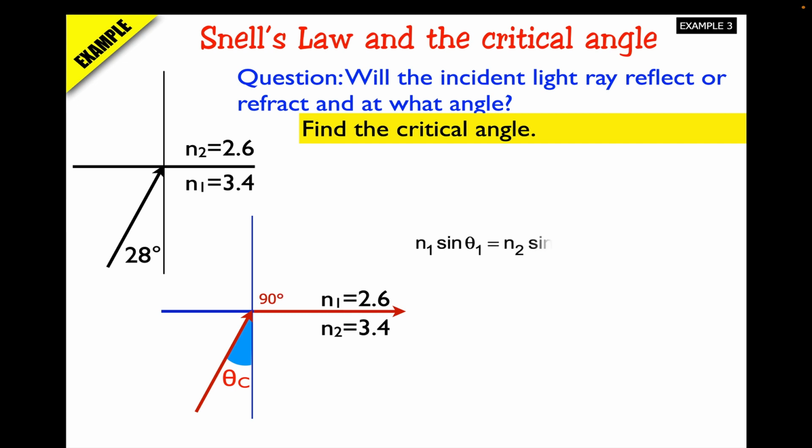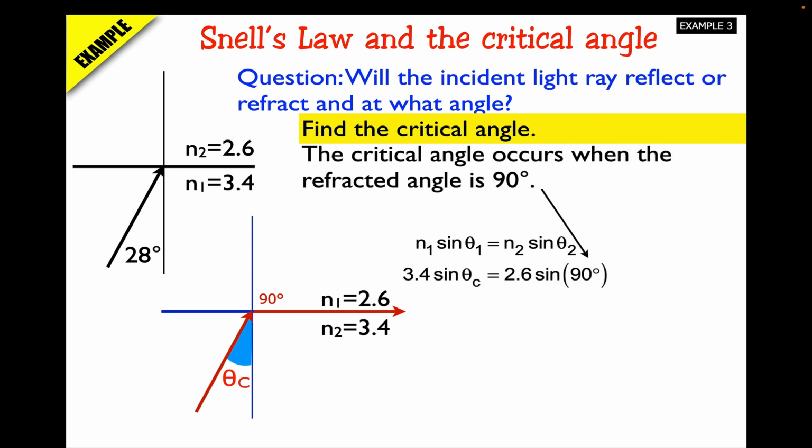So I'll use Snell's law, n1 sine theta 1 equals n2 sine theta 2. And then I'll set it up as 3.4 sine theta critical equals 2.6 sine of 90 degrees. Because remember, on the other side of the boundary, the light is refracted at a 90-degree angle. That's where that 90 degrees comes from. When I do my math, I find the critical angle is going to be 49.88 degrees.